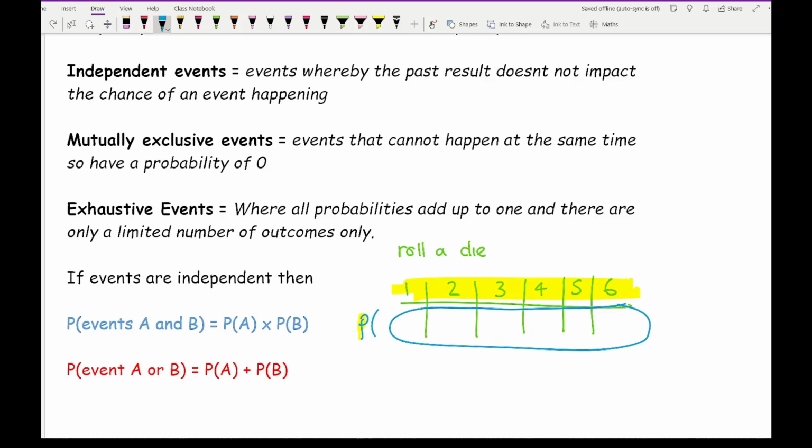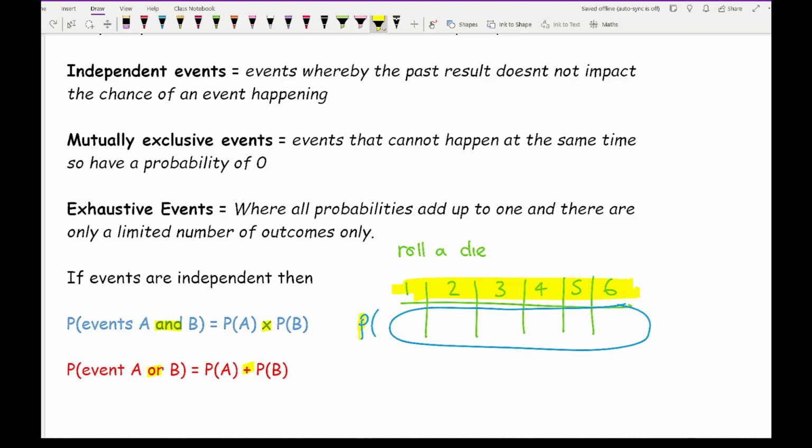The next thing we move on to: if events are independent, and you want to combine 2 events happening, so A and B, then just remember that the word "and" means multiply. And if you want the probability of event A or B, then here we add the probabilities.